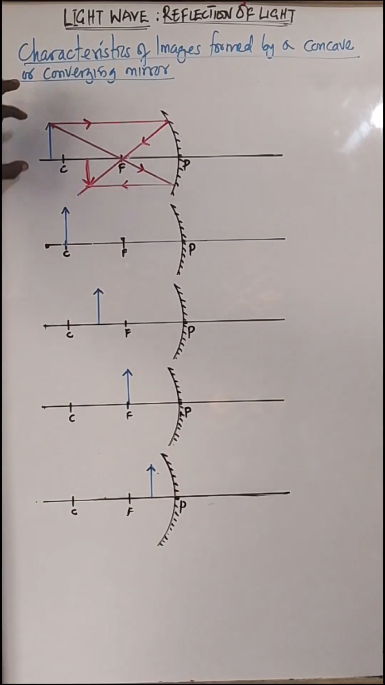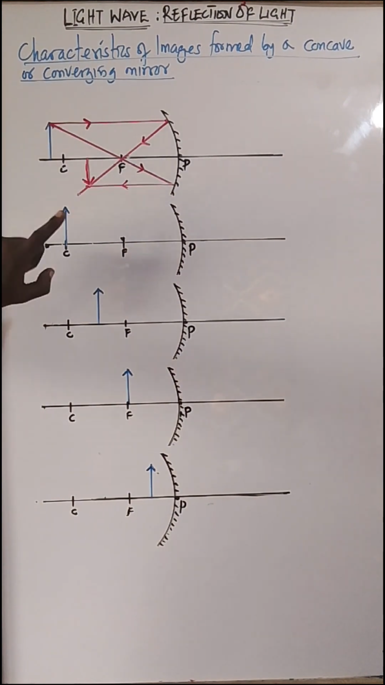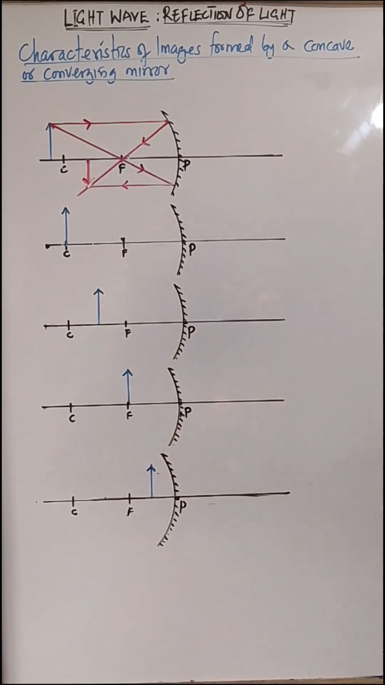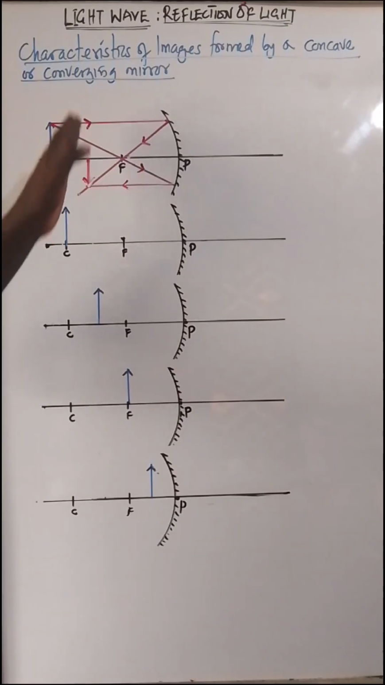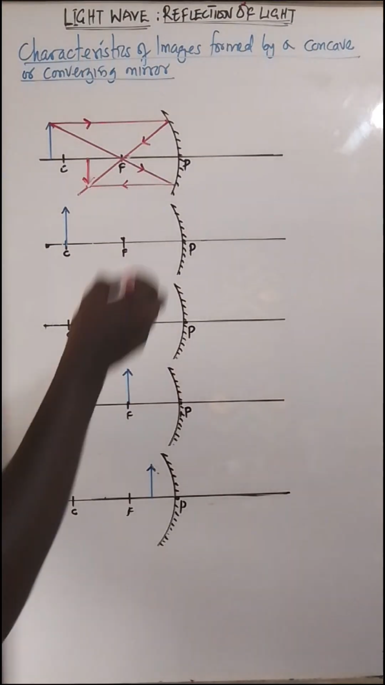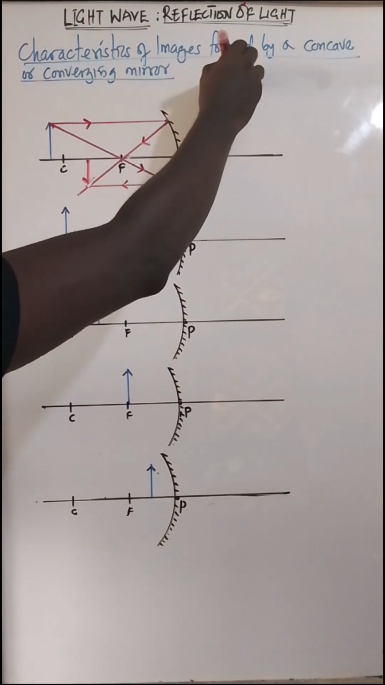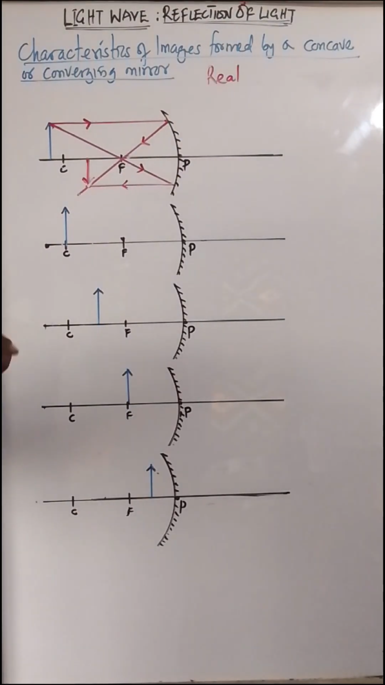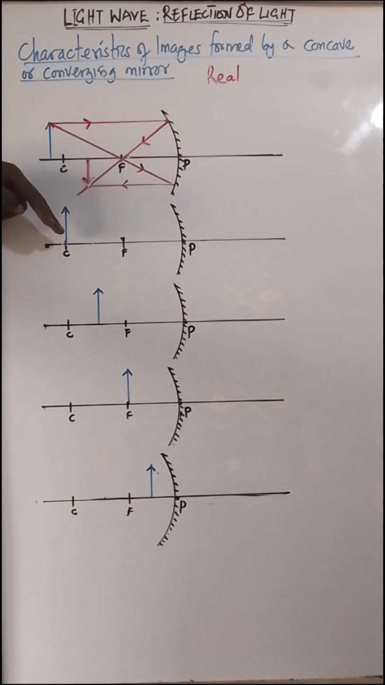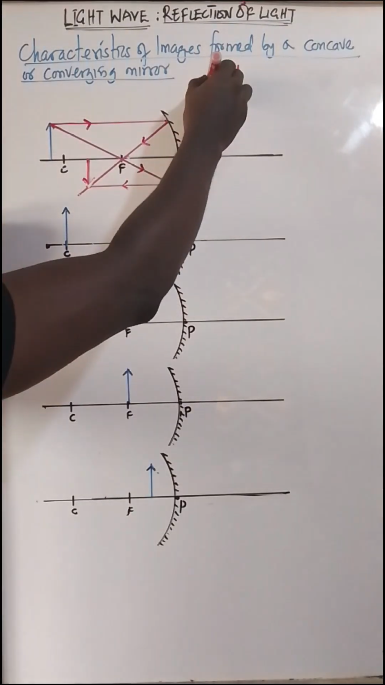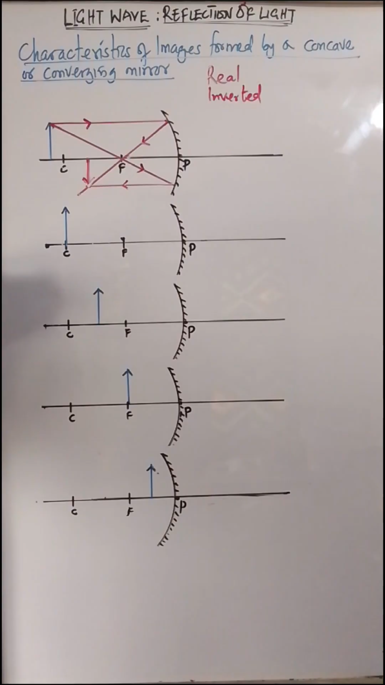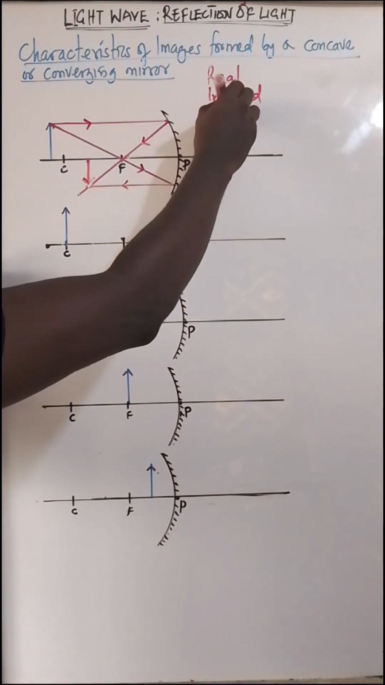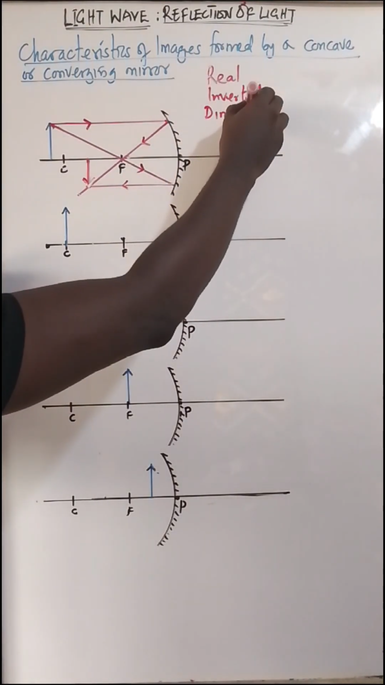If you measure the length, or the height, of this, you know that this one is smaller. First note, if the image is formed in front of the mirror, this is the front, this is the back, then the image is real. Then it is formed below the principal axis, so it is inverted. And the size gets smaller, so it is not magnified, but it is diminished.